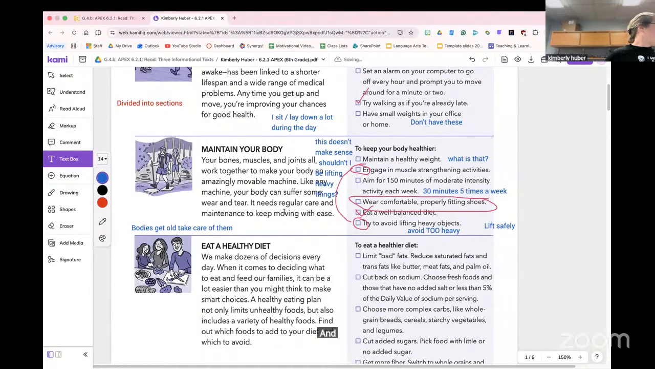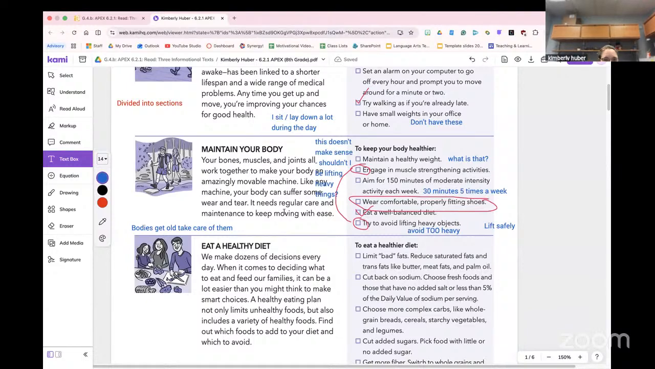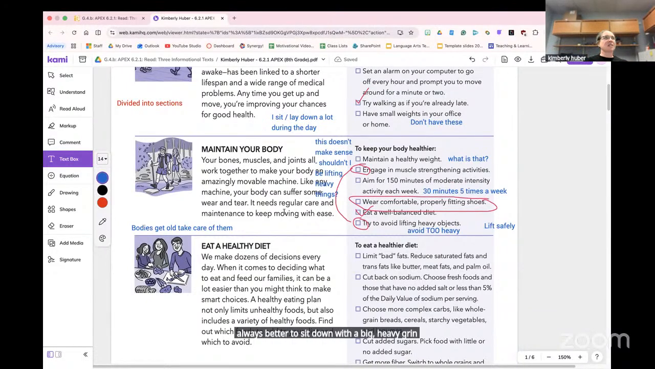And as we're saying this, now I'm going to sit down. Always better to sit down with a big heavy grunt too. That should be on there too.